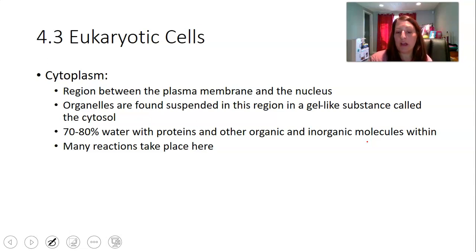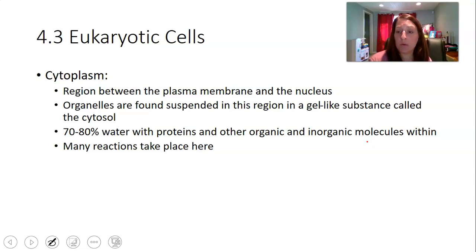Organelles are going to be found in the cytoplasm, again, in that gelatinous substance called the cytosol. When we look at the cytoplasm, it's about 70 to 80% water. And that percentage changes depending on what cell type we're looking at. Some cells have a higher amount of water and some a little bit lower, but on average, the cytoplasm is 70 to 80% water. And we find organelles, we find other things like proteins, we find organic and inorganic molecules.